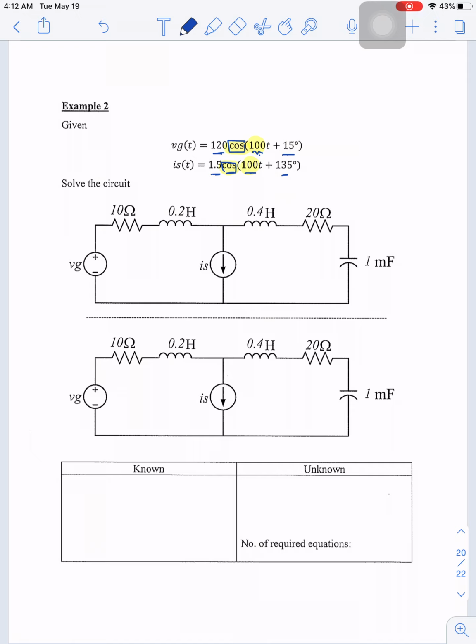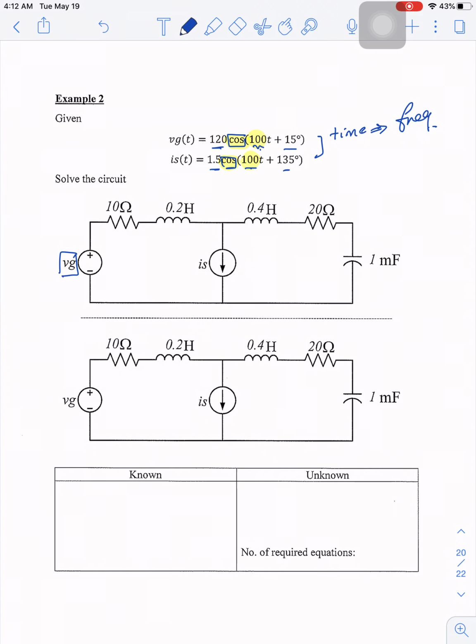So to solve the circuit, the first thing we need to do is to move from time domain to frequency domain, or to represent the circuit in phasors. So first here we have a source VG, a voltage source. The voltage source has a magnitude of 120 and an angle of 15, so we can write down 120 angle 15 degrees. The current source has magnitude 1.5 and the angle 135.